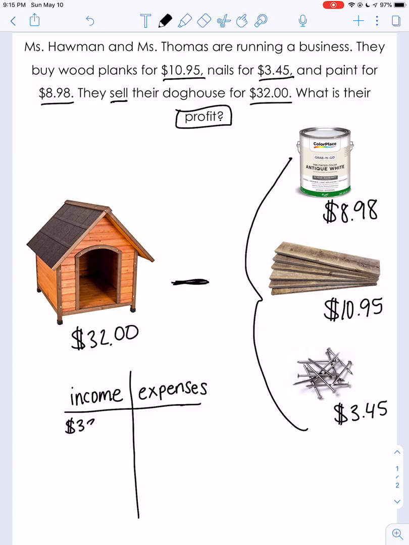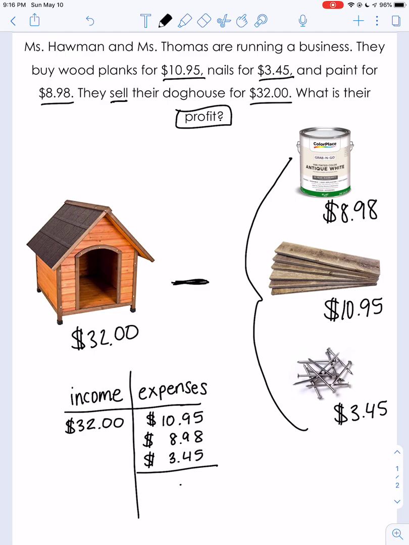All right, my income was $32 from the dog house, and I had a couple of expenses. I had the wood for $10.95. I had the paint for $8.98, and the nails for $3.45. Notice how I kept everything lined up by the decimal point. That's important. Remember when we're adding and subtracting decimals, you have to line them up by place values. Tenths, hundredths, ones, tenths. You have to keep them all lined up by their place values. Otherwise, you're going to get a funky oddball amount.